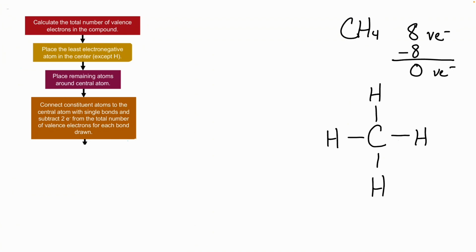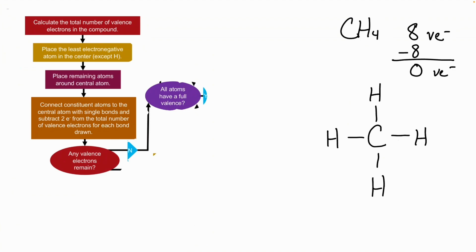We're not done yet. We still have to go back and check that this structure is legitimate. In particular, do we have any valence electrons remaining? We said no, we got rid of all 8 of them here. Then we just need to make sure that all of our atoms are happy, that they all have that full octet, their full valence shell.